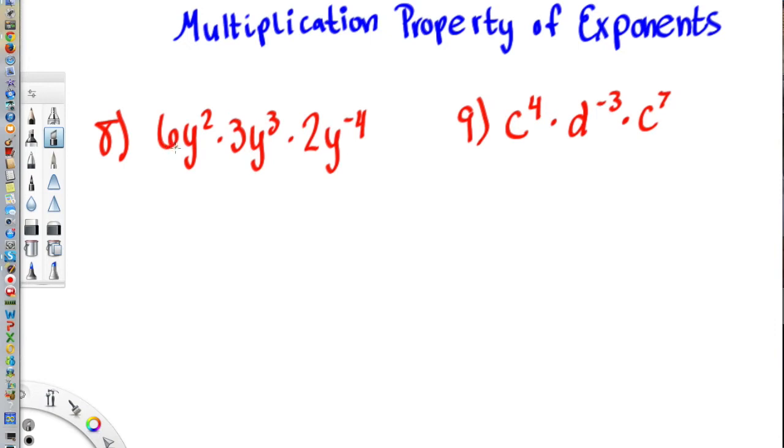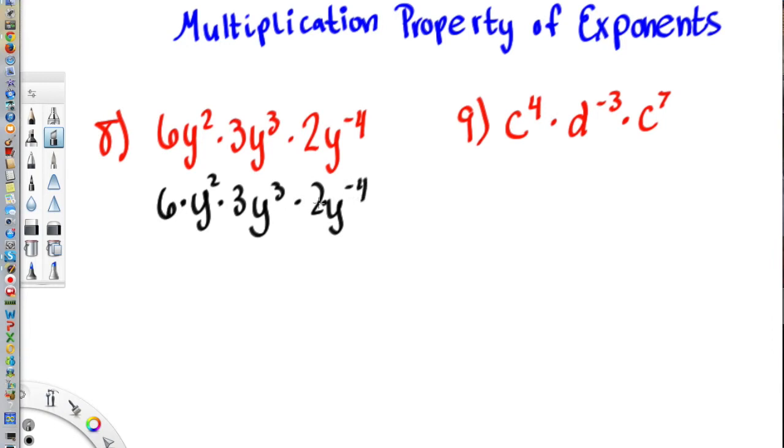Due to the commutative property of multiplication, I could read it as 6y to the second power, but it's 6 times y to the second power times 3 times y to the third power times 2 times y to the negative fourth power. So I can do some shuffling in here. Since all of my operations are multiplication, I can write this out like this. Oops, don't forget about my exponents. Multiply that and negative 4.